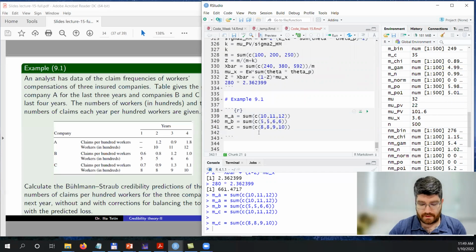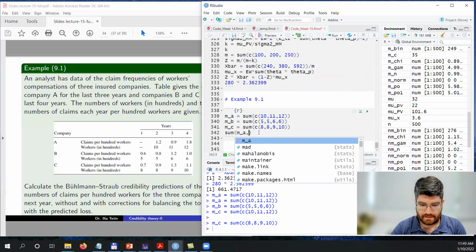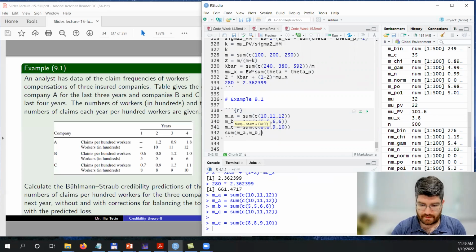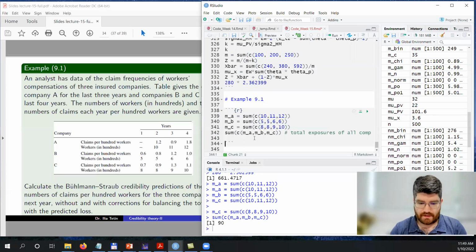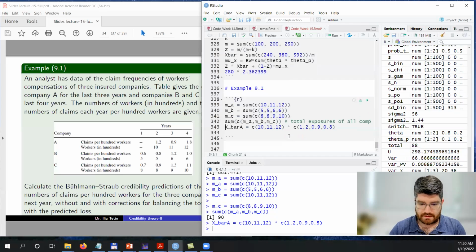As soon as we have calculated the sum of MA, MB, and MC, the vector of those parameters, we will have the number 90, and 90 is the total exposures of all companies. Next, we are ready to calculate X bar A, and X bar A will be this vector times the vector of 1.2, 0.9, and 0.8. This is X bar A.